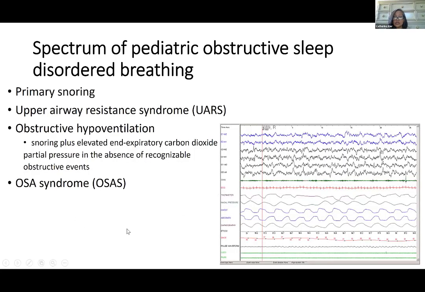Obstructive hypoventilation is the next spectrum, where you have, in addition to your snoring, just elevated CO2 levels without any recognizable apneas or hypopneas. So you can see here, again, if you look, there's seemingly airflow and good effort, although you might suspect that the airflow here would be more paradoxical. And it's important that you have this end-tidal CO2 monitoring, and you can see it's measuring above 50s, and you know that the usual acceptable range would be 35 to 45.